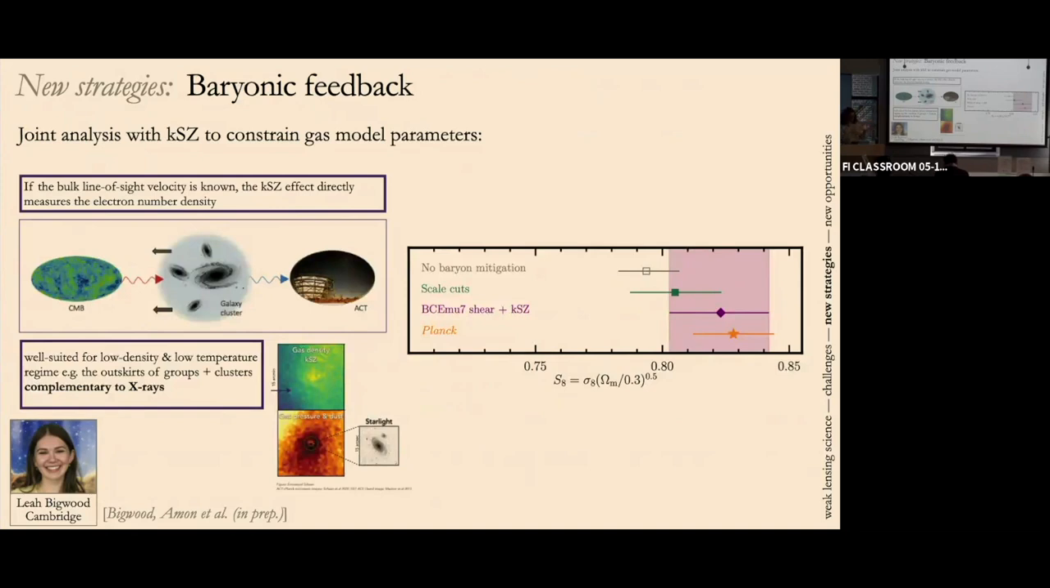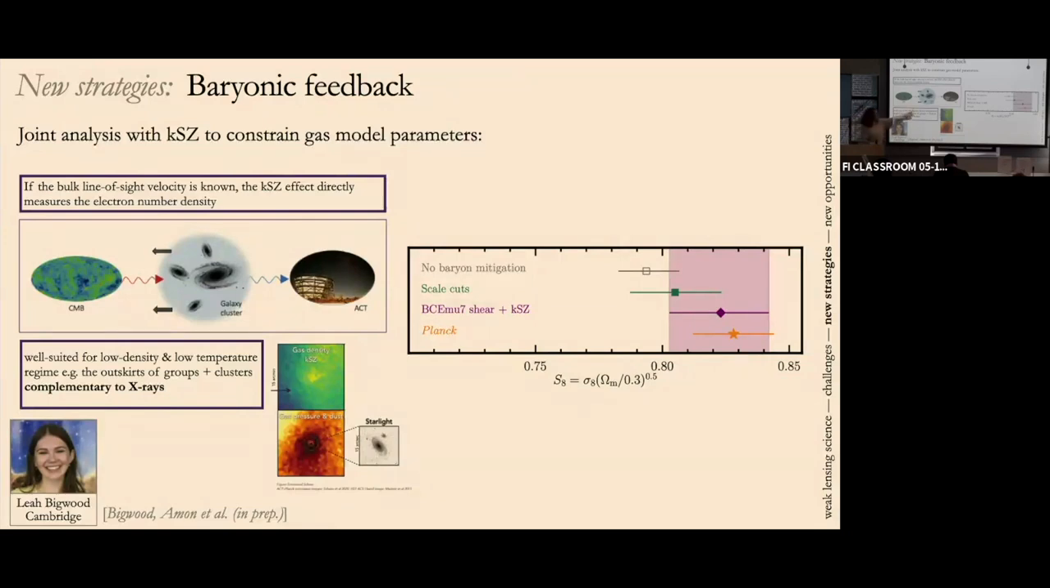So kSZ is the Compton scattering by moving plasma, and it generates a signal in the cosmic microwave background. It upscatters the CMB photons due to the bulk motion of the free electrons in galaxy groups and clusters. And it's linearly proportional to the electron number density. And we really like it because many of the hydrosimulations, like Bahamas, are calibrated on X-ray data. So by doing our analysis of cosmic shear, or weak lensing, plus kSZ, they are 2 very complementary ways of probing and constraining baryonic effects.